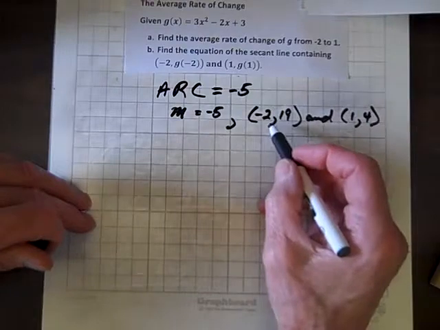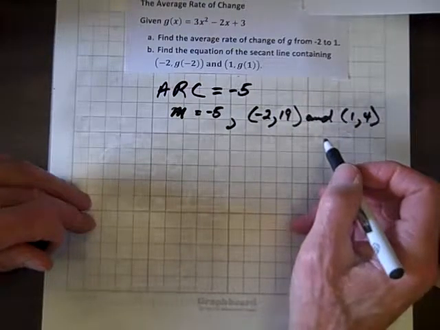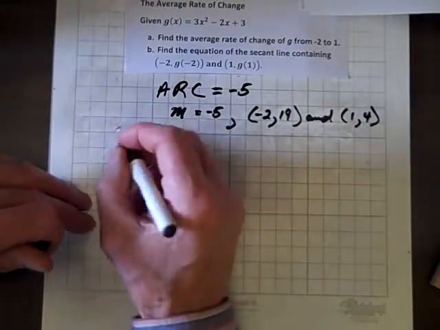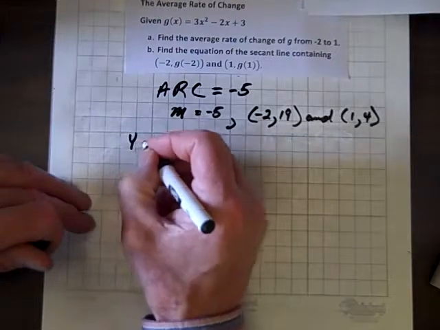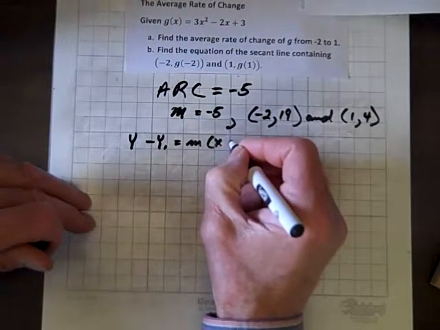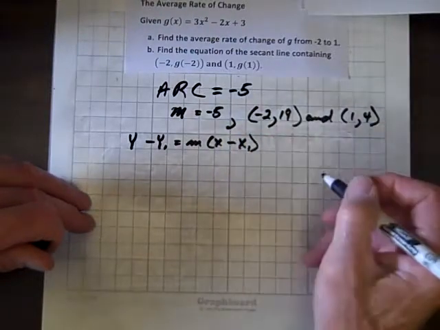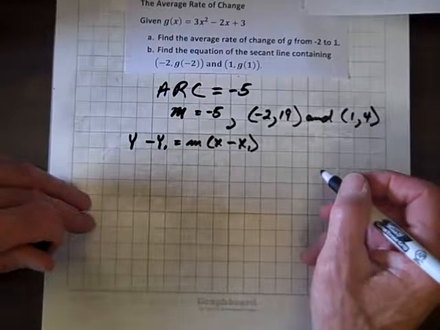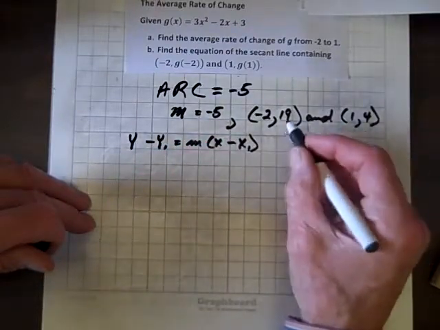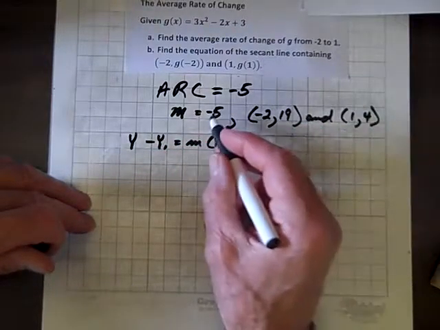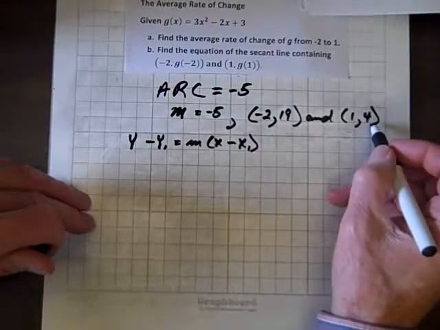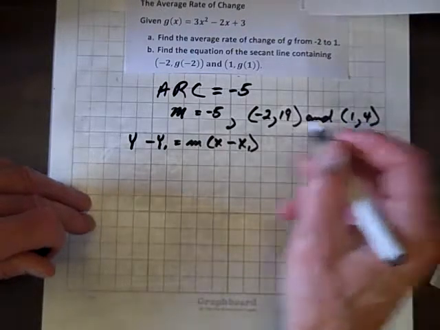Now we have the slope, we have two ordered pairs. We only need one of these ordered pairs, and the slope and the point-slope equation of a line, which is y minus y sub 1 equals m times x minus x sub 1, and we can come up with the equation of the secant line through these 2 points. So I can choose either ordered pair and this slope to come up with the equation of this line. Since these values are easier to work with, I'll choose the ordered pair 1, 4.